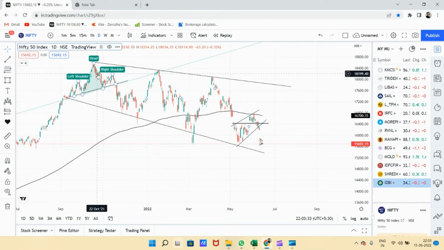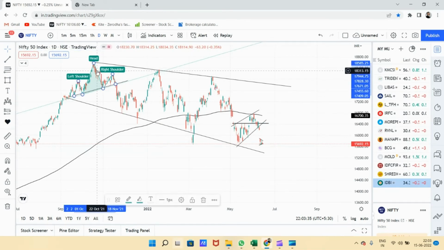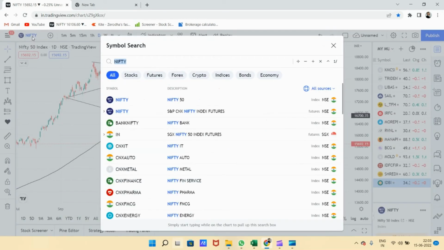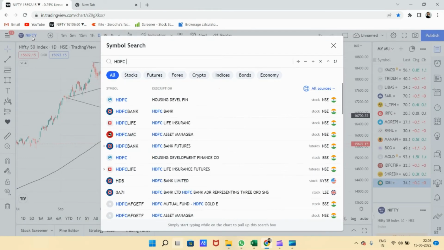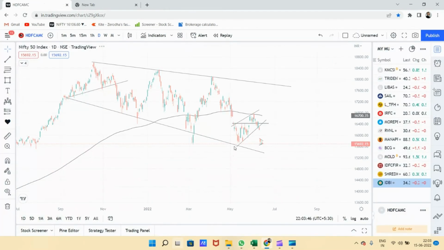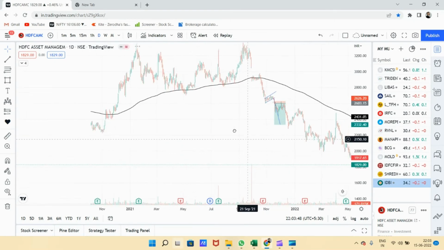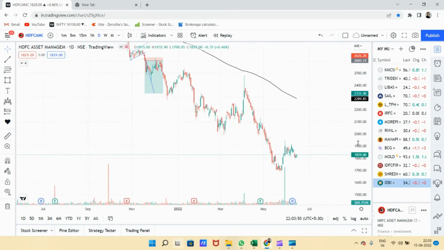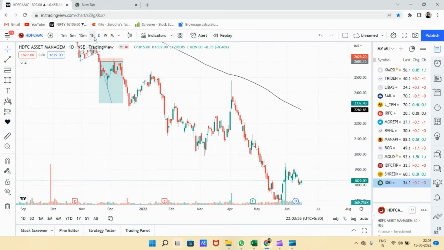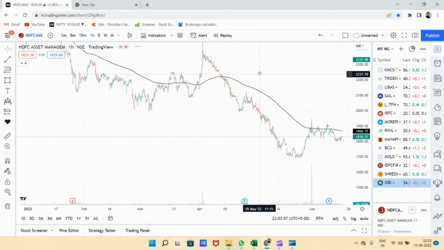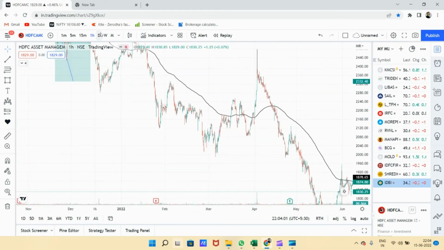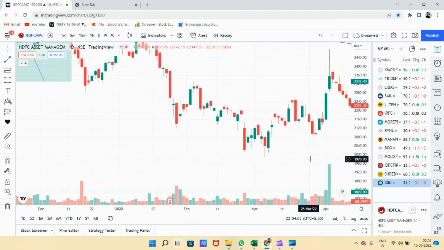So let me show the inverted head and shoulders where it happened and how it performed in stocks. The first stock we are going to see is HDFC AMC. I took a trade with a pattern like that. I remember that. It is hard to find the pattern here, because in a 1 hour time frame or a daily time frame, you can see that it is not wrong.